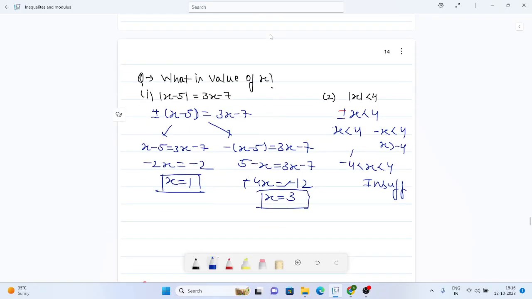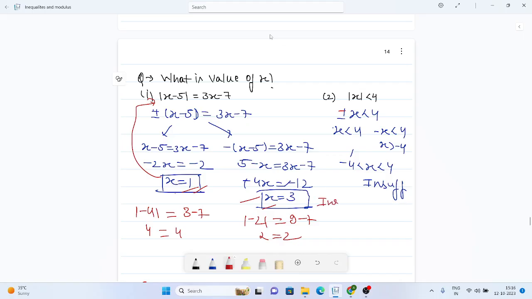Now many students make the mistake, they take these values, but this time you have to check them. If you put x equal to 1 here, you get minus 4 equal to 3 minus 7. This satisfies, this becomes 4, so this is a solution. If you put x equal to 3, this becomes minus 2, and 9 minus 7, so it also satisfies. So both are answers, but it is insufficient because I got two values. If I got one value, then it may be sufficient.